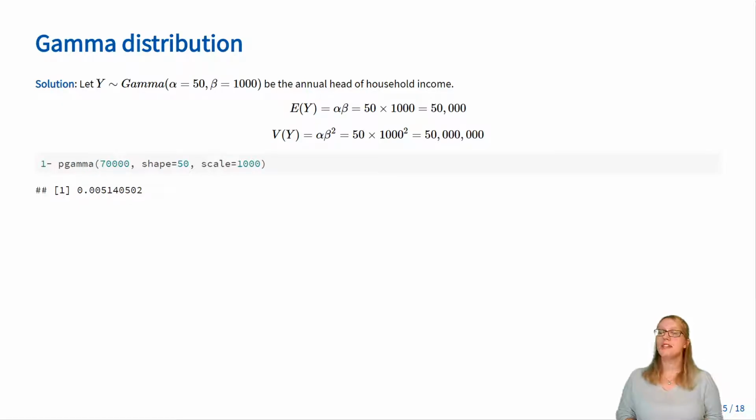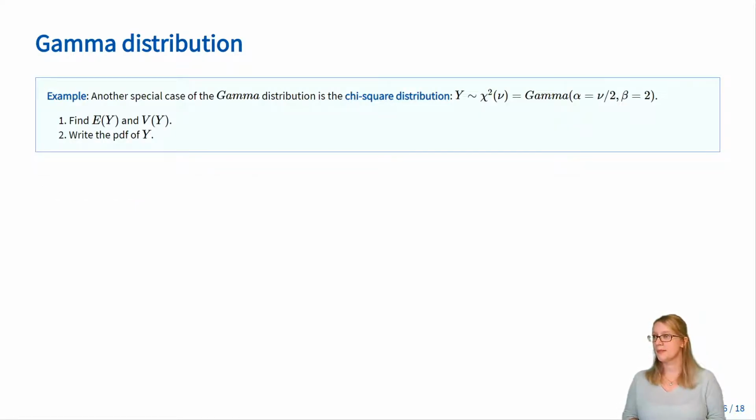If we want to find the probability that a person in this particular hypothetical city earns more than $70,000 per year, we'll take 1 minus the cumulative probability up to 70,000. Alpha is 50, beta is 1,000, so a very small probability, about 0.5%.